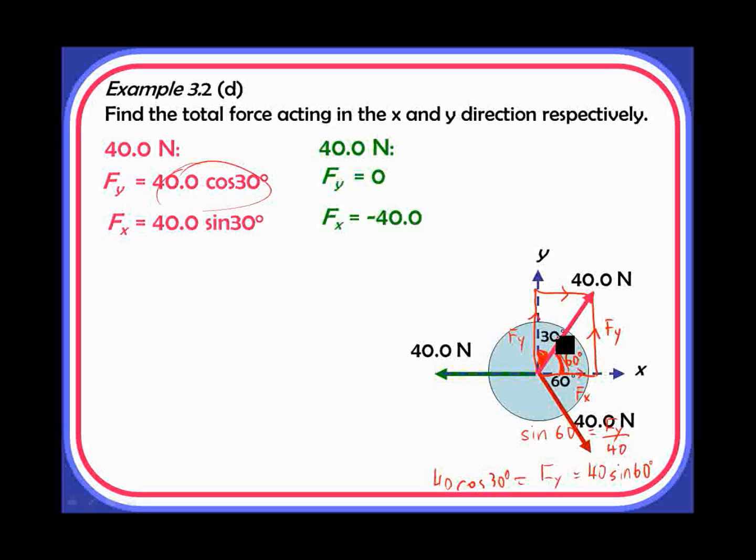Next we have the 40 Newton, the green one. Notice that it's only in the horizontal direction. So Fy will be 0. Fx will be negative 40 because it's towards the left.